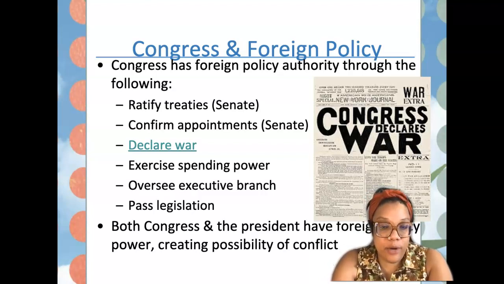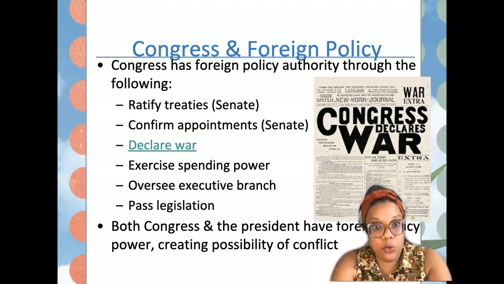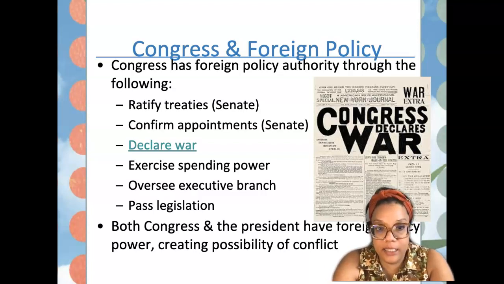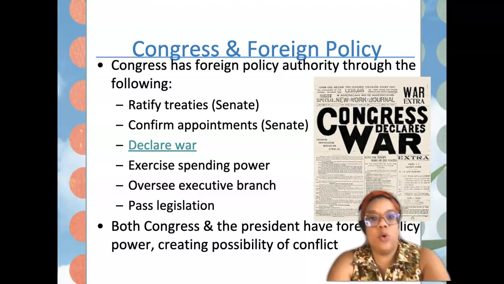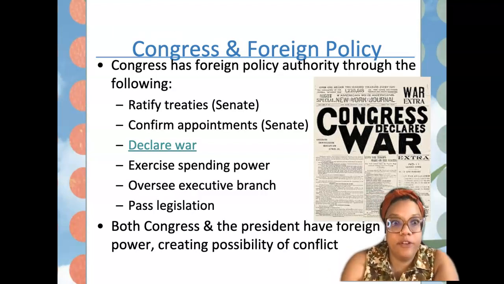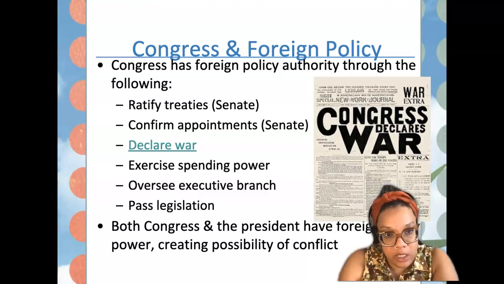They oversee the executive branch in the ways that we know. We remember that there are checks and balances on the system, whereas the Congress has a role in overseeing the executive branch. And they pass legislation, right? Legislation that might have an effect on how we interact with other countries or entities. So both the Congress and the President have foreign policy power, which of course creates the possibility of conflict, right? We can highlight examples where the U.S. has gotten into wars that weren't officially declared, or gotten themselves into conflicts.